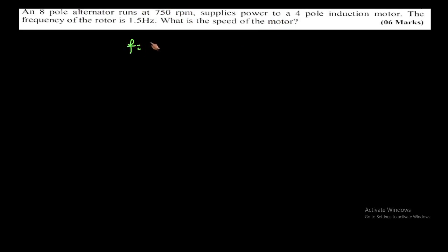The frequency is Ns into P divided by 120. Ns is 750 and the number of poles is 8, divided by 120. That gives 50 Hz. The frequency of the induction motor supply is 50 Hz. Next, we come to the induction motor, so take the data of the induction motor.